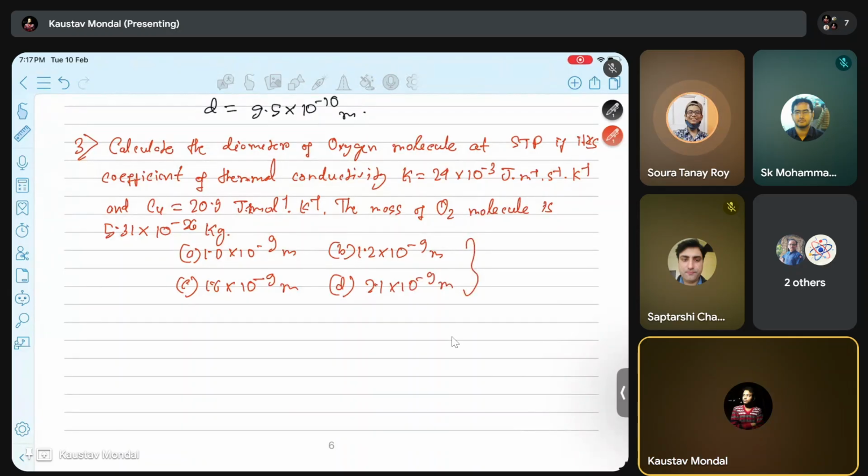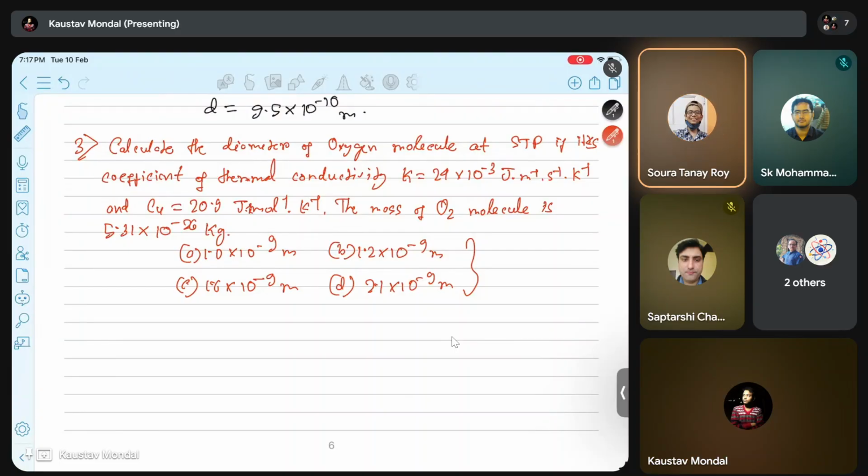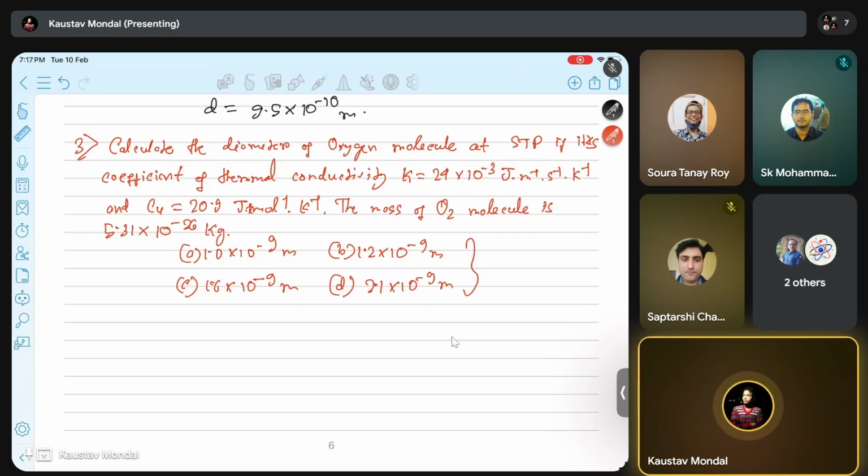What is the mass of the O2 molecule? I can't read the 10 to the power. 5.1 into 10 to the power minus 26. Okay, let me write it properly. Minus 26 kg.